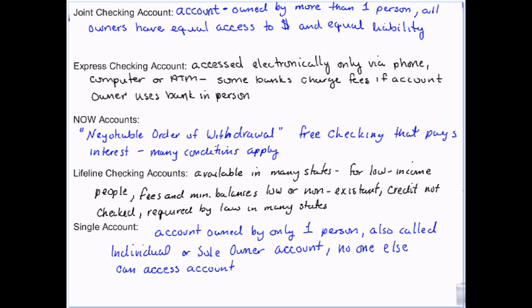So the joint checking account is an account with more than one person on it. Everybody on the account has equal access to the money. So if you have a joint account with somebody, you can tell them, well, you only have $20 of all this, the rest of it's mine. You could tell them that all you want, but the bank is not going to acknowledge that. If they walk into the bank, they have complete access to everything. So you have equal rights to the money in the account.